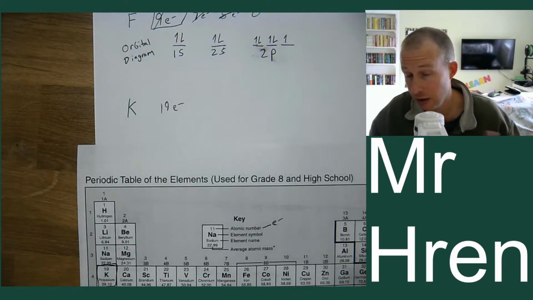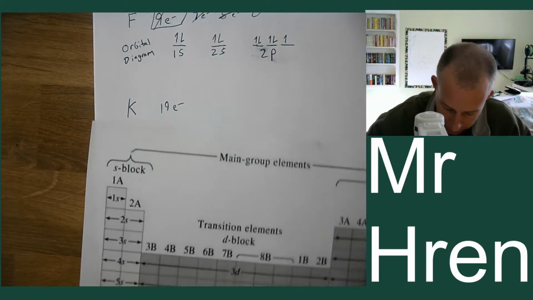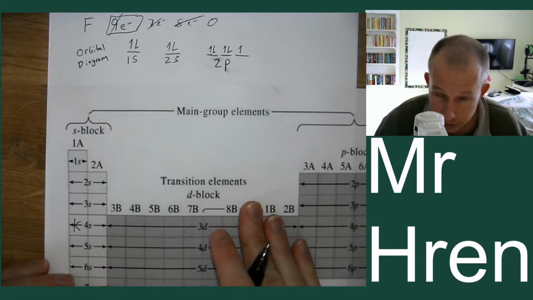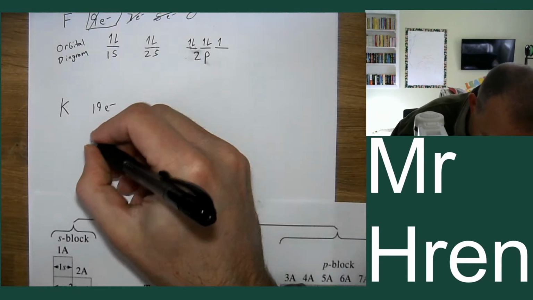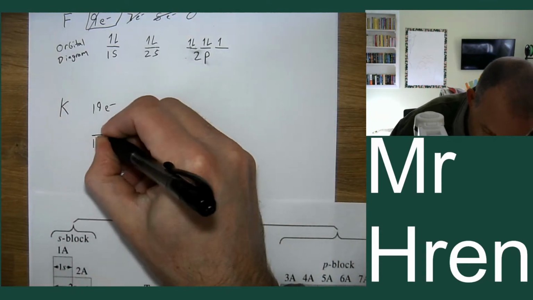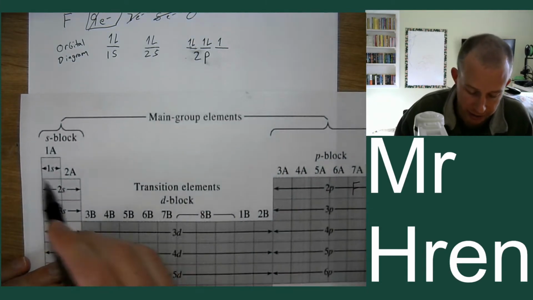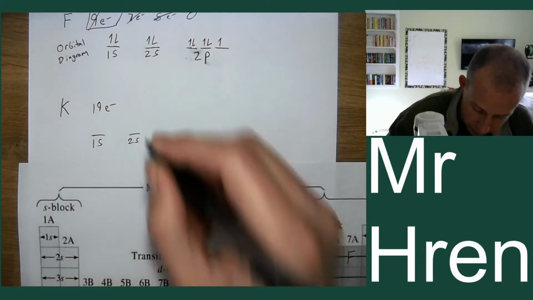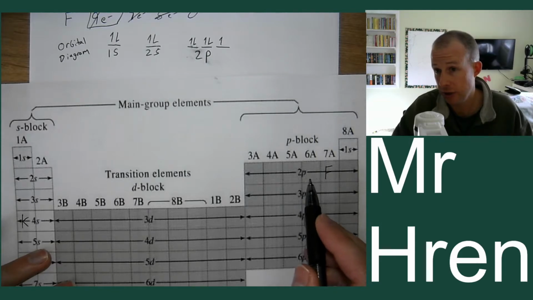So we're going to put in 19. But first, let's figure out the actual configuration. So K is over here. To do this, you're going to trace along again, and you're going to say, okay, we got 1s. So you're going to write out 1s, 1 dash. Then you keep going and go back to 2s, 1 dash. Then you keep going, and you get to 2p.